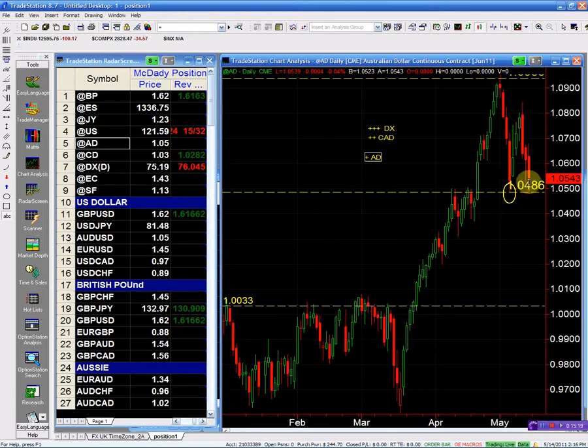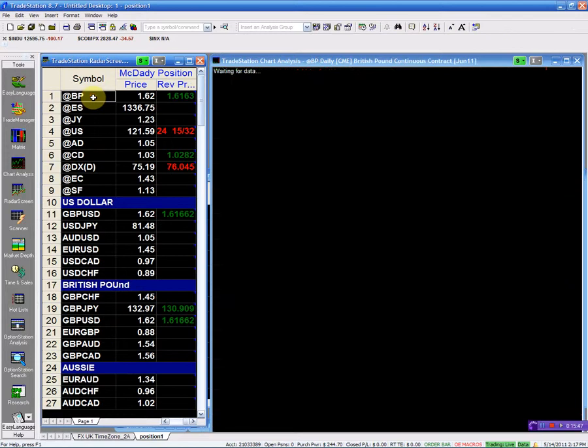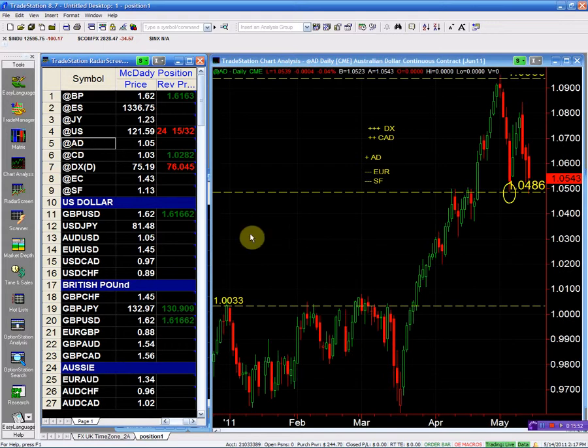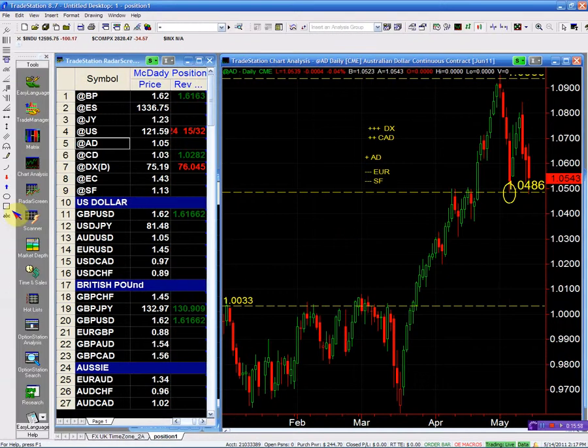And I am quite negative on the euro and on the Swiss franc. See the British pound. Same story with the British pound. So if I set it up like this, and I'm sorry, let's do the yen.